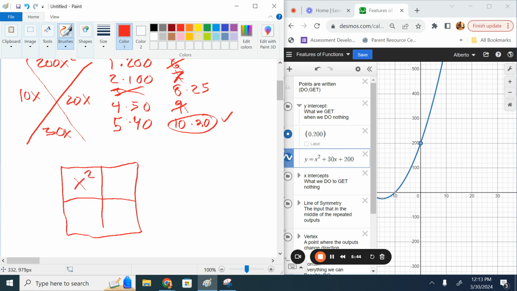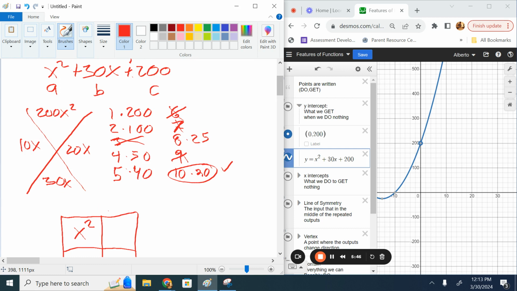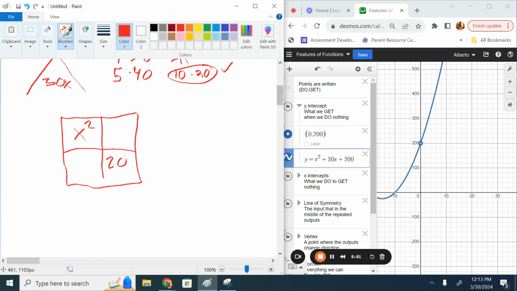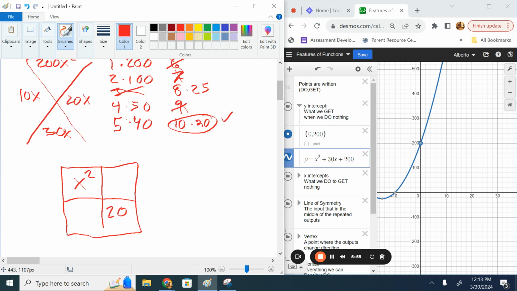And then C goes in the bottom corner. Over here we notice that C is 200. And then the two values we found go in the other two boxes. So we found 10x and then 20x. Okay, 200, not 20.